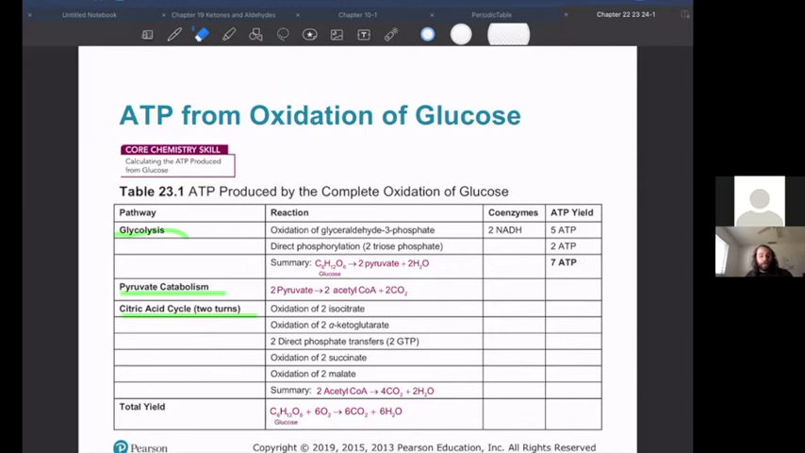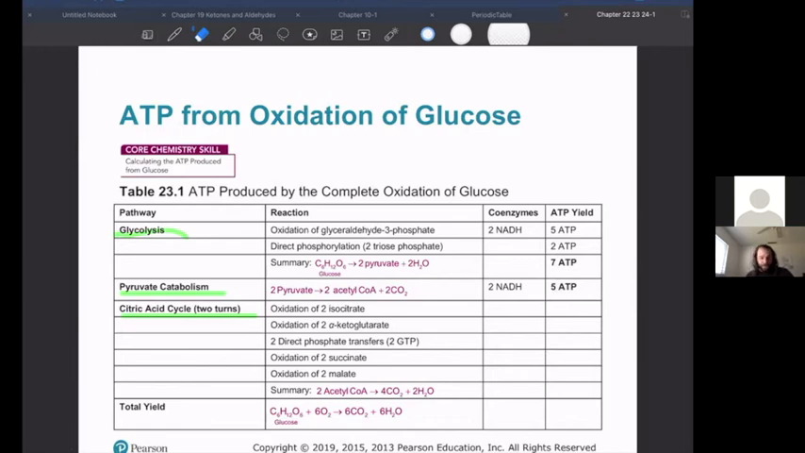Okay, pyruvate catabolism didn't generate any ATP directly, but we did get 1 NADH per pyruvate. And since glucose is converted into 2 pyruvates, we would get 2 NADHs. So then what would be the ATP yield once we get to the electron transport chain? That would create 5 ATPs.